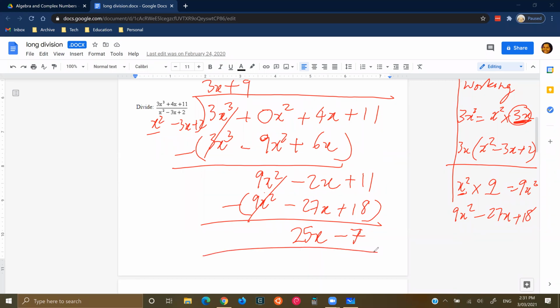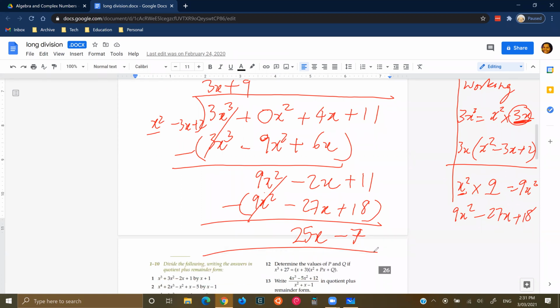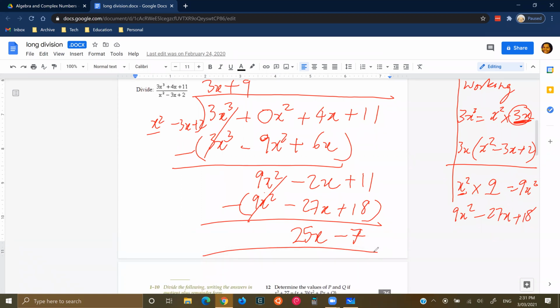Okay, now I don't have enough space, so I'll just write over here. So this can be written like so: 3x plus 9 plus 25x take away 9 over x squared minus 3x plus 2. Okay, so that is how we do long division. Now, any questions? Is there any part that was a bit unclear to you?